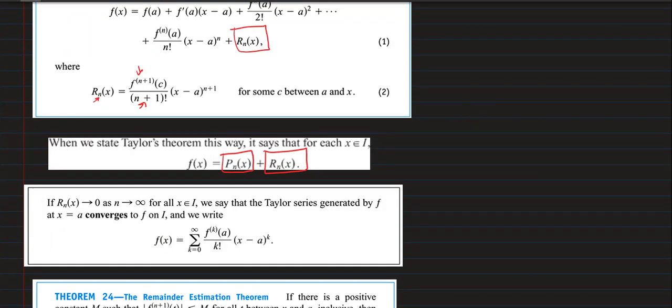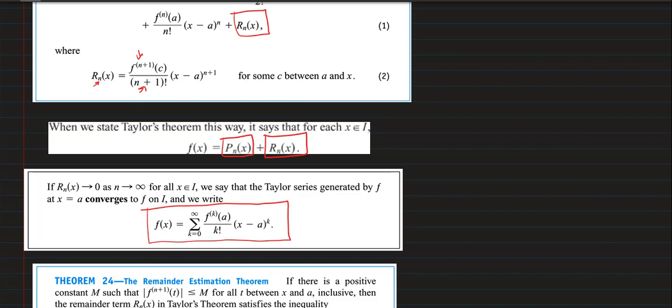If the remainder approaches 0 as n goes to infinity for all x's in the interval of convergence, we say that the Taylor series generated by f at x equals a converges to f on that interval of convergence, and we would write this for our Taylor series.